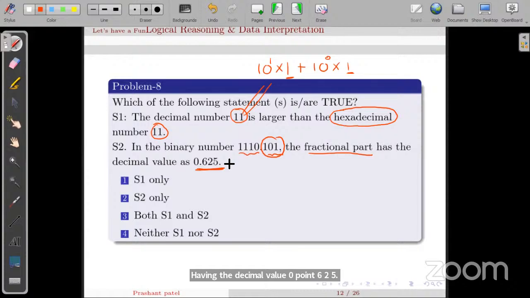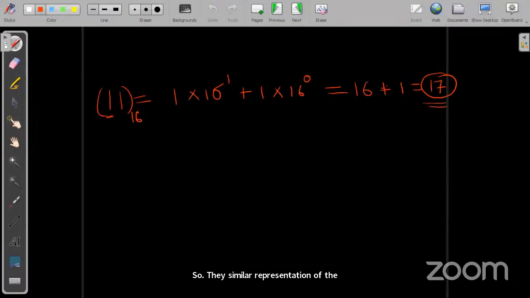So, the decimal representation of the fractional part. Anyone know how to calculate the decimal representation of a fractional part? For example, here it is given point 101. So this is in binary representation. They have asked, what will this be in decimal representation? How can we convert this number into decimal representation?